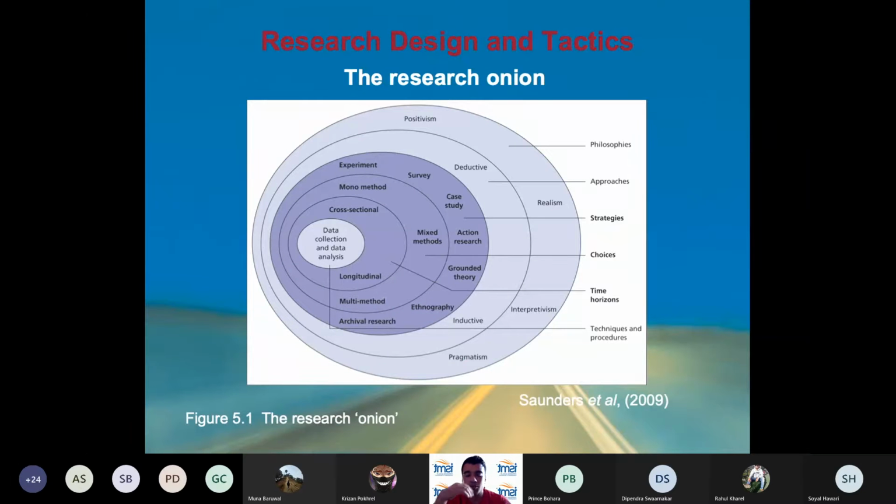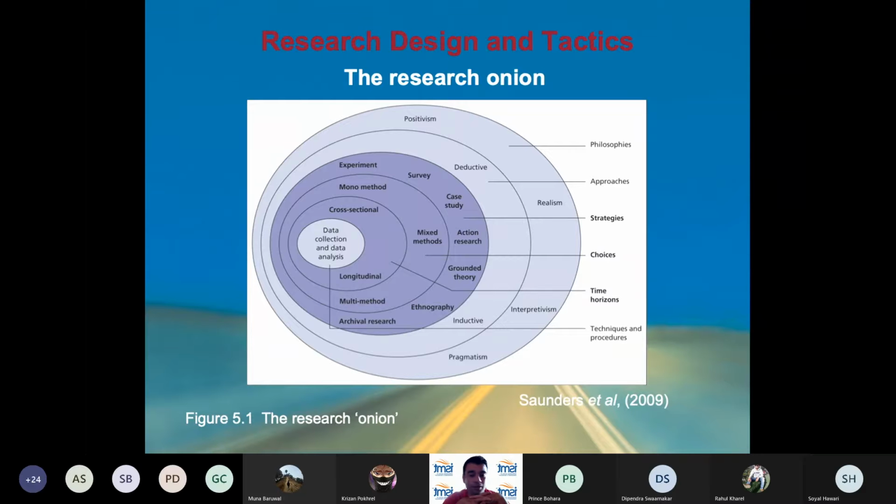So now, moving on to the third layer, which is the strategy. The strategy means the overall plan that you are going to use to answer your research question or achieve your research objective. That strategy will be guided by the philosophy and approach to theory development that you adopted on the previous layers of the onion.